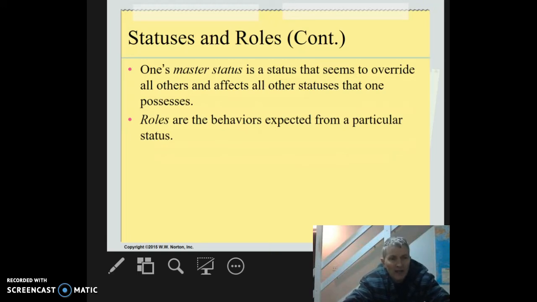Roles, on the other hand, are behaviors expected from a particular status. So roles are just the behaviors of individuals that are performing within that status of black or disabled or stupid.